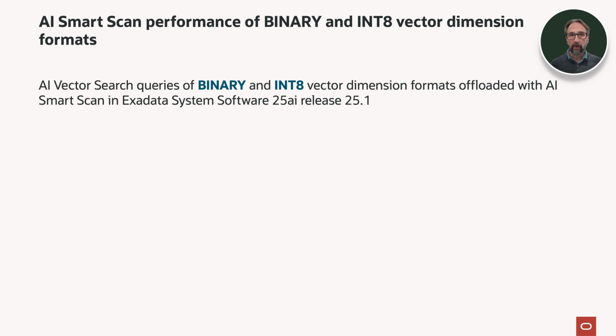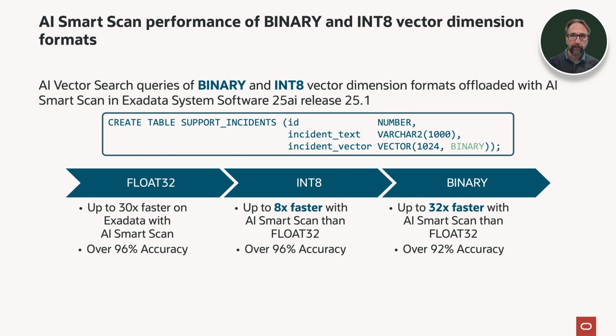AI vector search queries of binary or int8 vector dimension formats are offloaded with AI Smart Scan in Exadata System Software 25 AI, release 25.1. As you can see from the example on the screen, creating a binary vector is as simple as adding the binary keyword into your create table DDL statement.